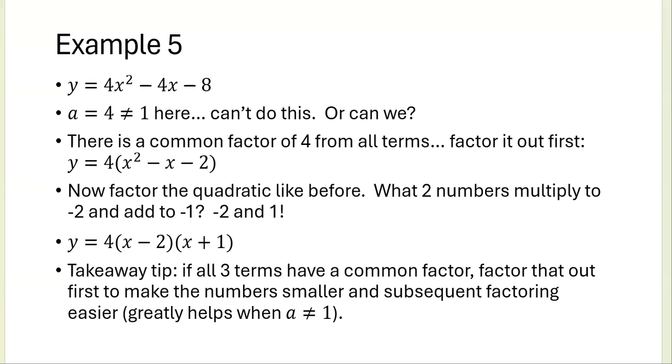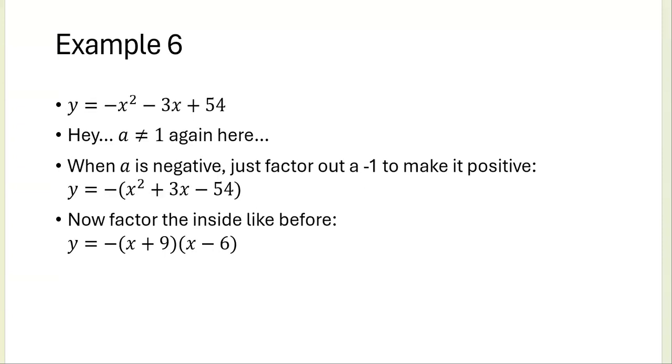All right, another example, y equals negative x squared minus 3x plus 54. Hey, this is, again, not 1. This is negative 1. We can do the same thing as before. We can factor out a negative 1. You can factor out a 1 or a negative 1 from all terms. Okay, so when we factor it out, you get negative 1. I just wrote negative. In parentheses, we factor it out, so it would be positive x squared plus 3x minus 54. Okay, and then here we factor the inside of the parentheses like usual.